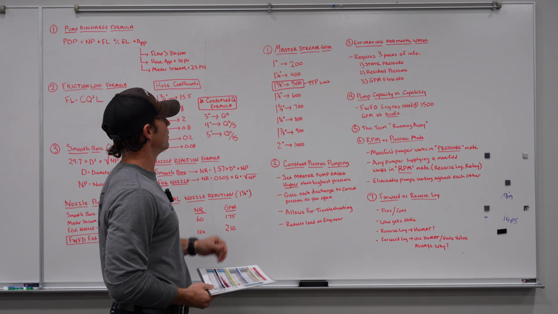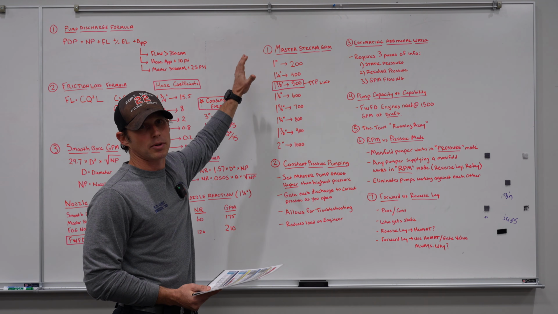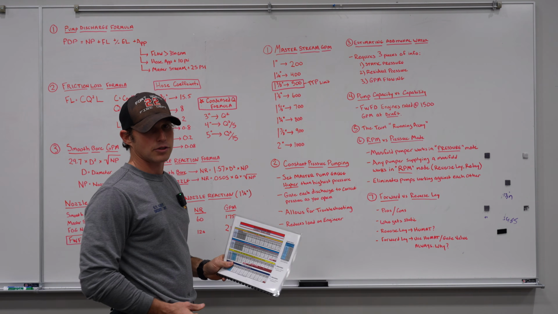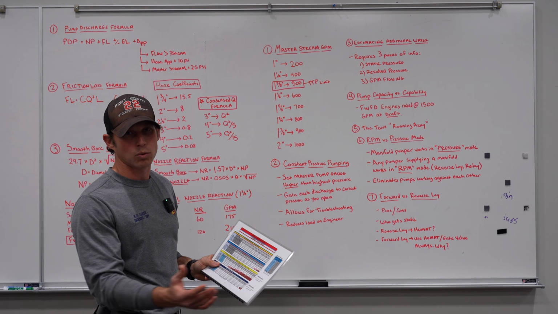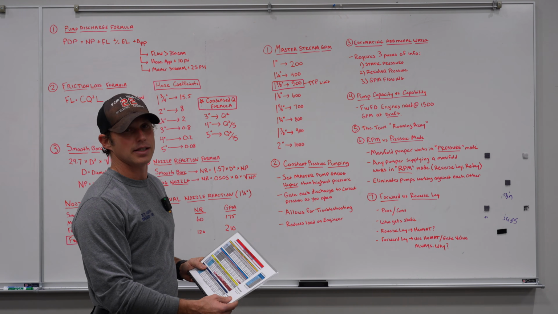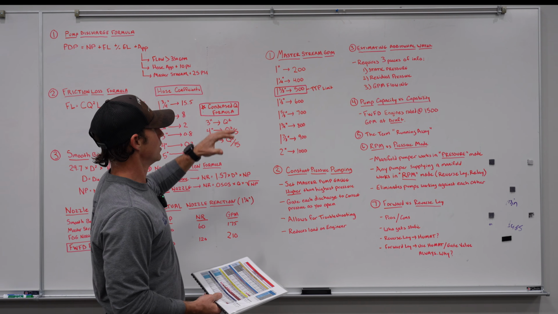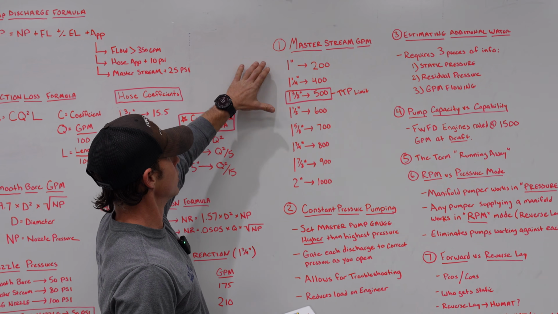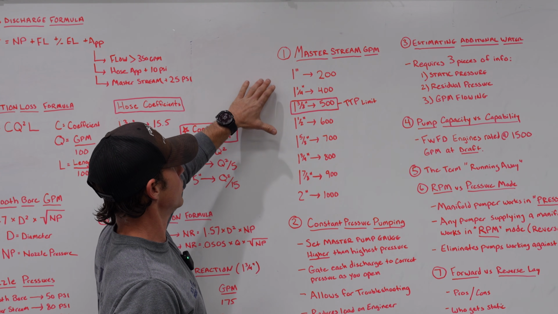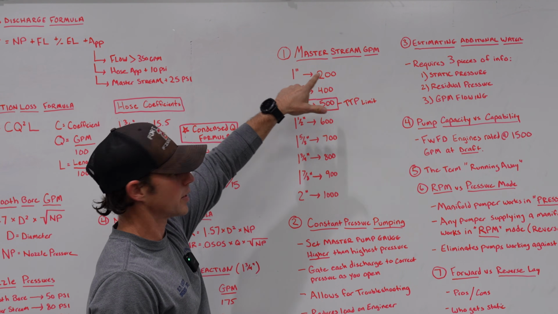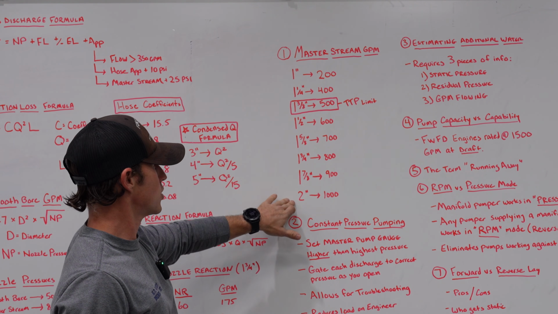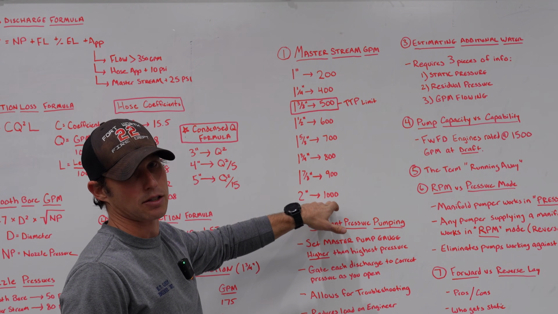So, all right, in figuring our master streams gallons per minute, we have a nice chart here that can help you out. You're going to have to reference it in some of your real world scenarios. That's the easiest way to do it. However, there is a nice trick here. If you look at this chart here, we'll have that out for you. Starting at a 1 inch tip, you're going to have 200 gallons per minute, all the way up to a 2-inch tip, you're going to have 1,000 gallons per minute.